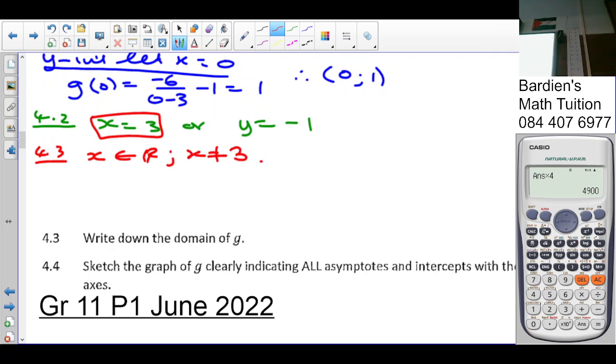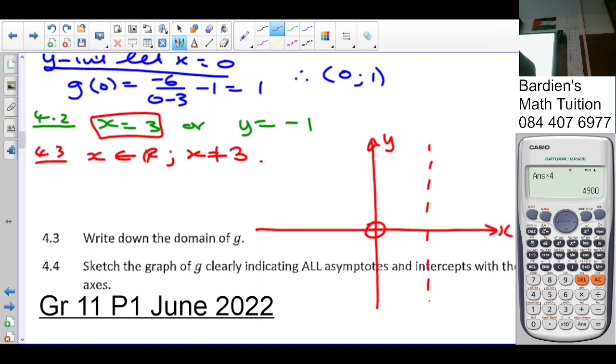Then they ask you to sketch this graph. So firstly we draw in our asymptotes. First is x is equal to 3. We have a y-value of negative 1. It cuts at 1. And an x-intercept. We didn't work out the x-intercept, did we? No. So there is the graph.